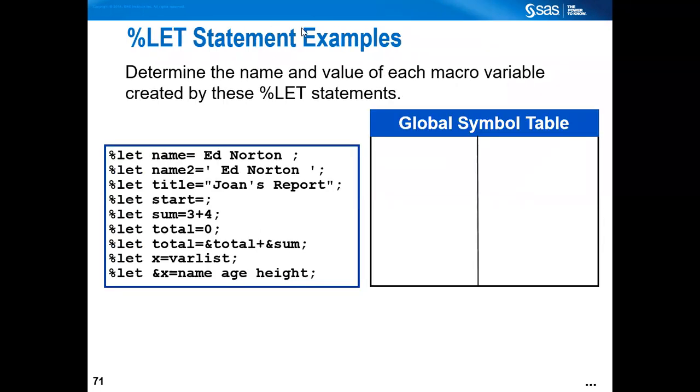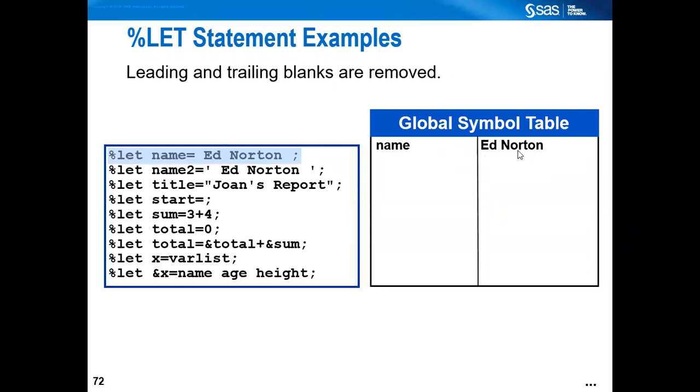Yes, Ashwini. Okay, now look at these examples. Define the name and value of each macro variable created by this %let. Now, how will this value be saved? %let name equal to Ed Norton. How will it be saved in the global symbol table? Same, with case sensitive, but remember it has leading and trailing spaces here. So it will remove those leading and trailing spaces. Just the name. Yes.